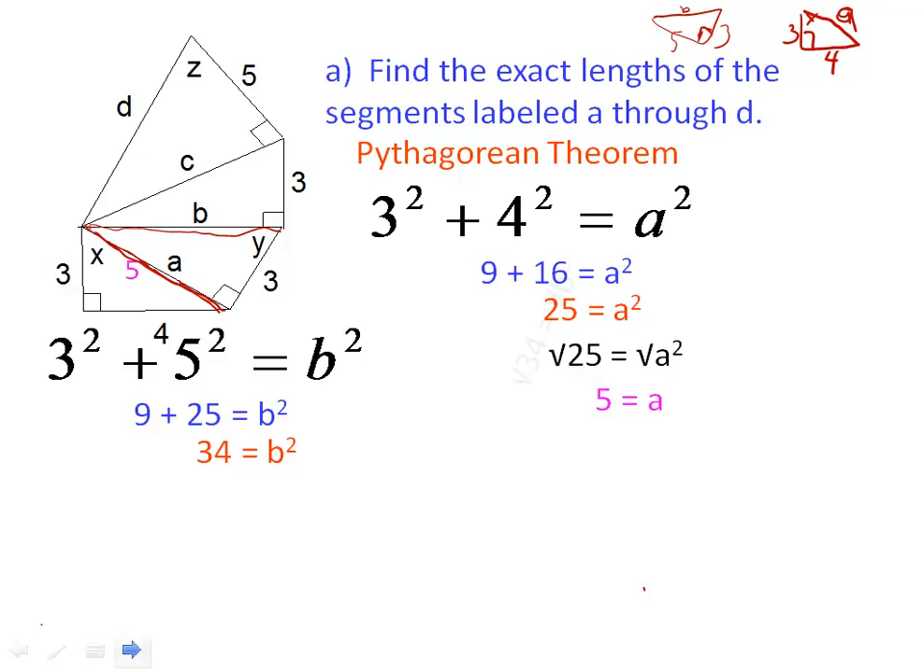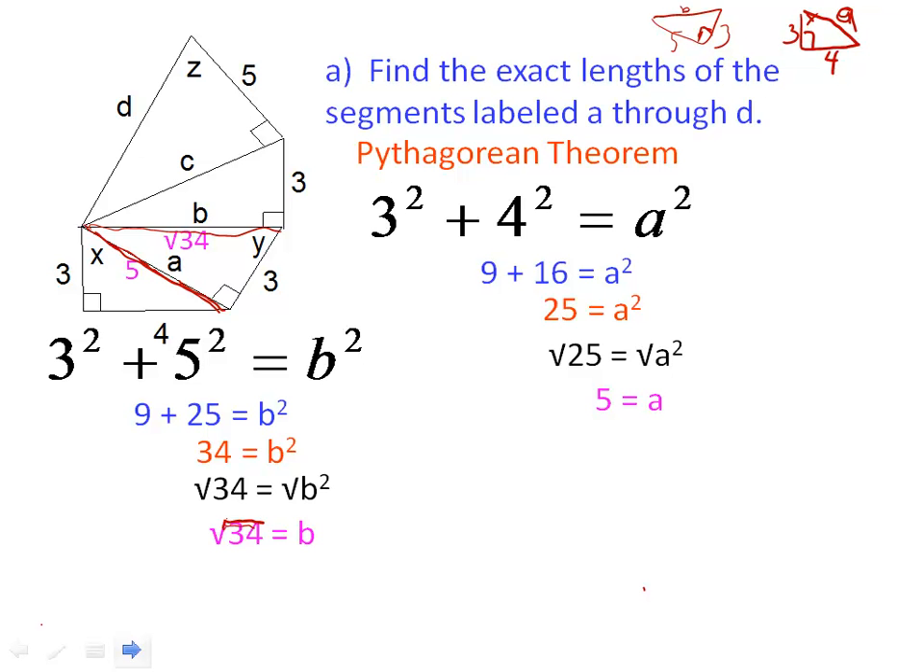Now we've been asked to find exact values here. So when we take the square root of 34, we're not going to go to our calculator and find out what the square root of 34 is, because that's not an exact value. All that's going to tell us is what a decimal approximation of the square root of 34 would be. The only way to express the square root of 34 as an exact value is the square root of 34. And so that is the length that we have for B. So we found the first 2.